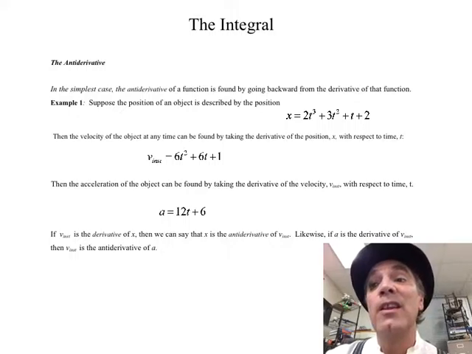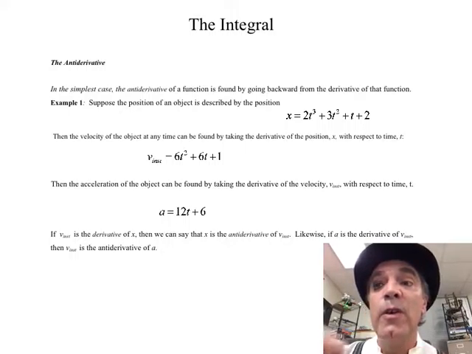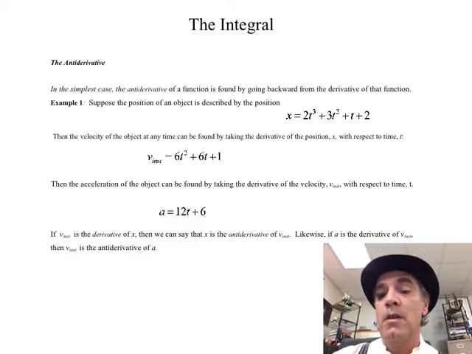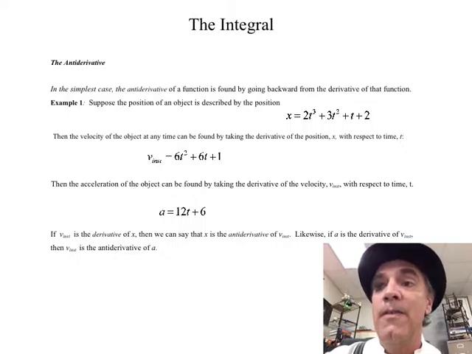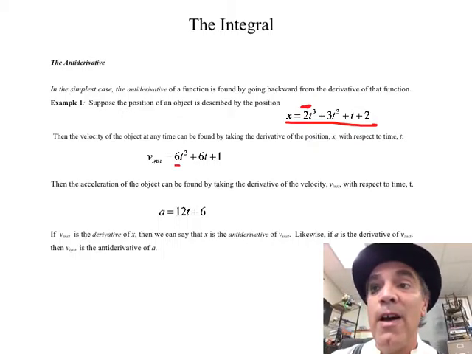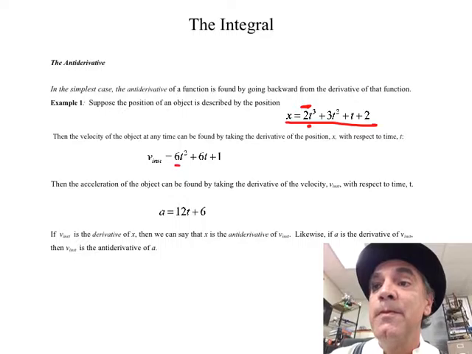Integrals start by looking at our derivatives. And so I want to do a quick review of how to do the derivative. If this was our function right here, we know we can take the derivative. We just multiply the 2 times the 3 here and get 6. We lower our exponent by 1. Here we get 6 again, lower the exponent by 1. Here we get 1, and remember this constant goes to 0.